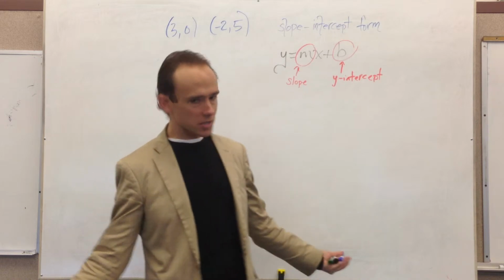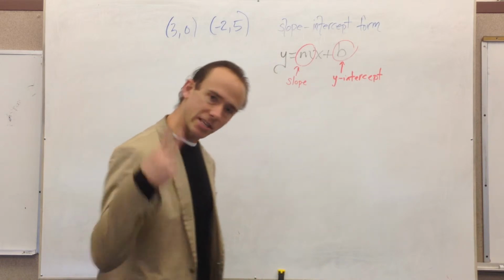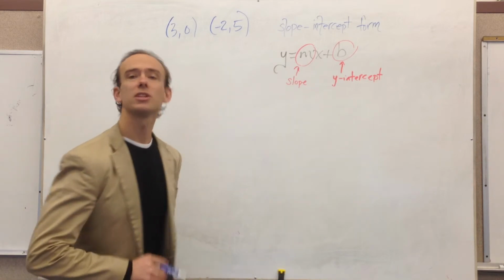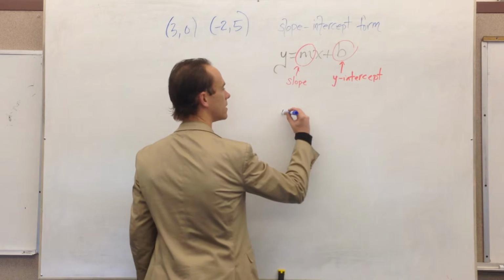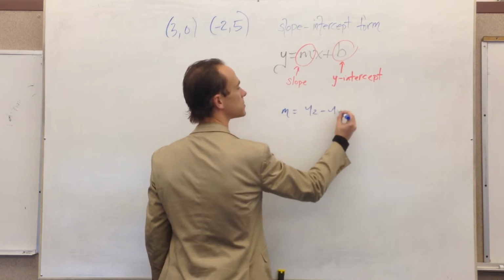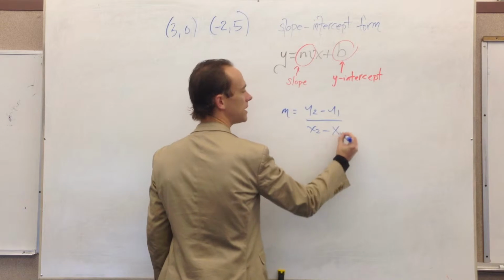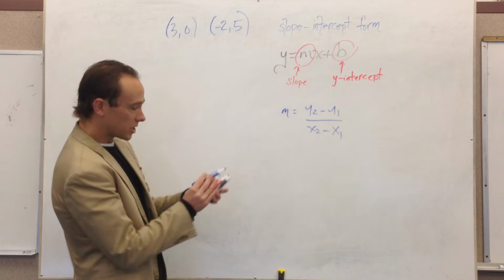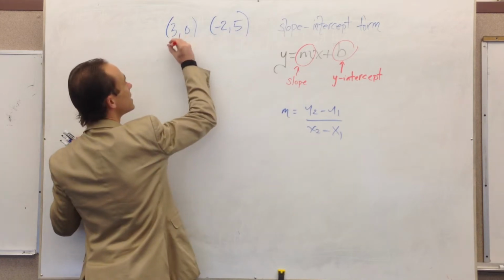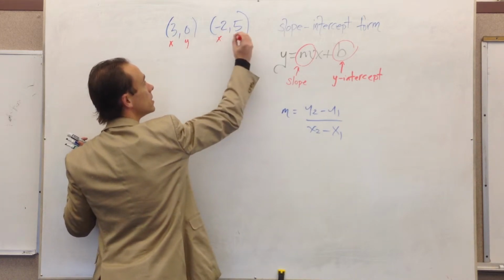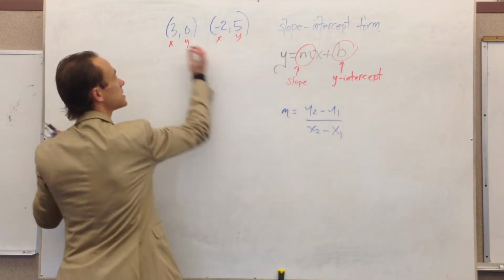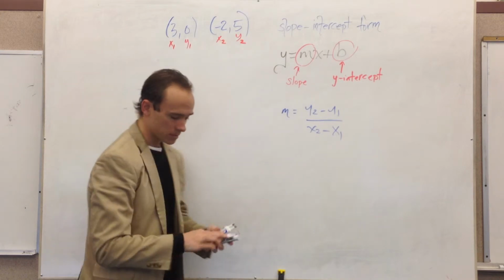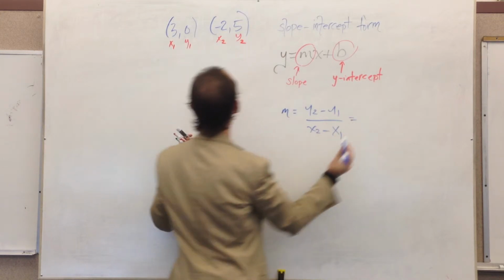So the question says put it in slope-intercept form. That means there's 2 things we need. We need the slope. We need the intercept. So let's go get the slope. M is equal to y2 minus y1 over x2 minus x1. The change in y over the change in x. So we get to assign our x1 and our y1. Remember, x has always come first, so this time I'm going to call that x1, so that's got to be y1, and that's x2, so that's got to be y2. Let's apply it.